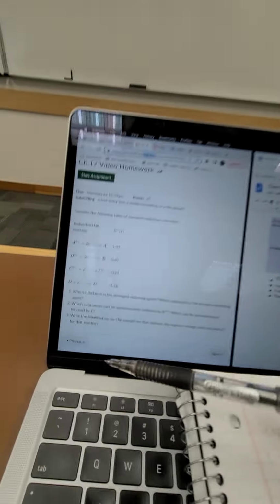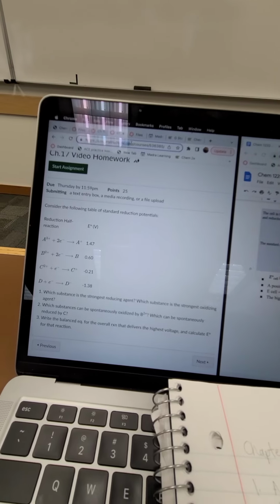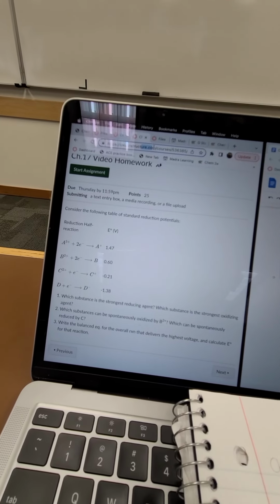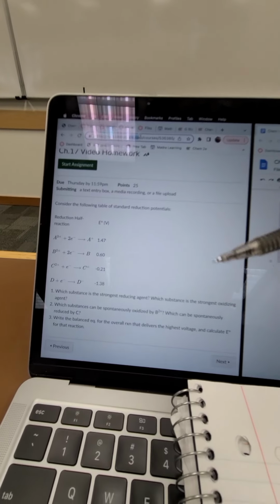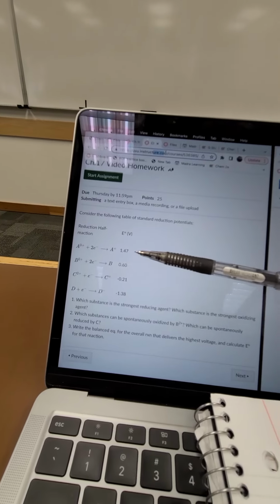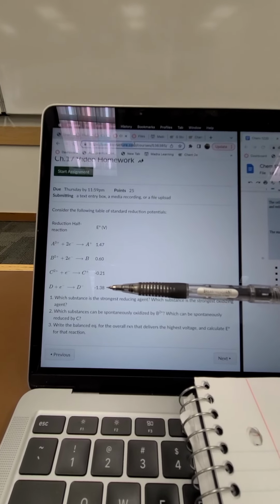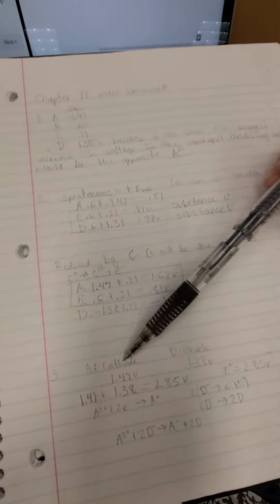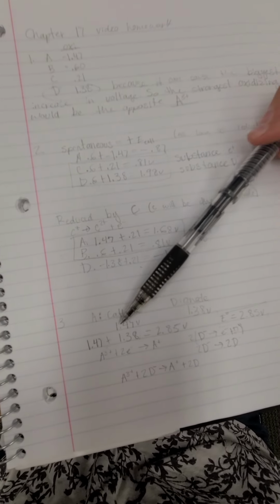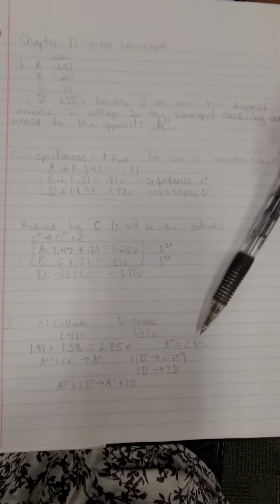And then for part 3, it says write the balanced equation for the overall reaction that delivers the highest voltage and calculate the E naught for the reaction. So we need the biggest numbers to create the greatest voltage. So we'll add this number plus the positive value of this, because we can make this the anode and make it a positive number because we can flip the sign if it's an anode. So we'll make A the cathode. So we'll do the cathode plus the anode, and that will give us an E value of 2.85 volts.